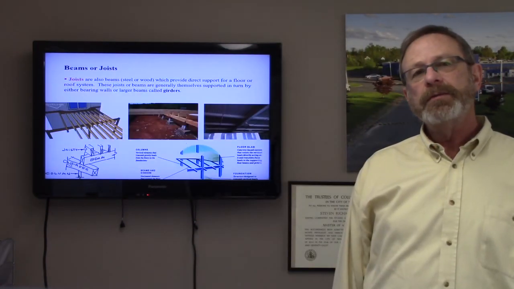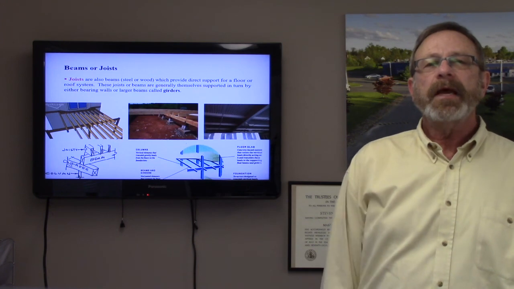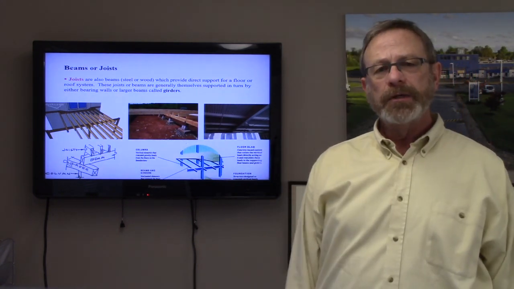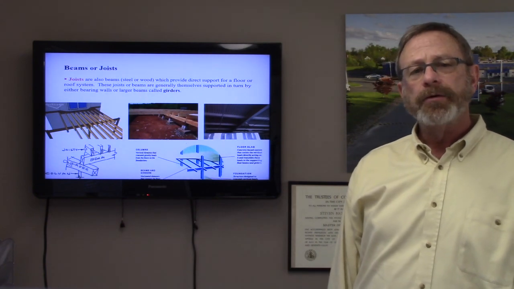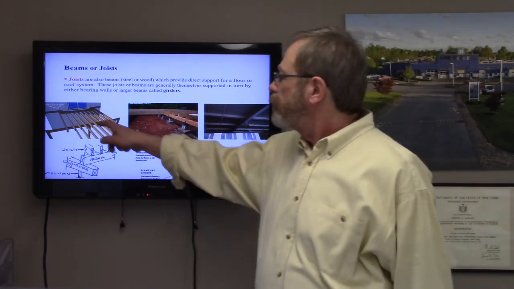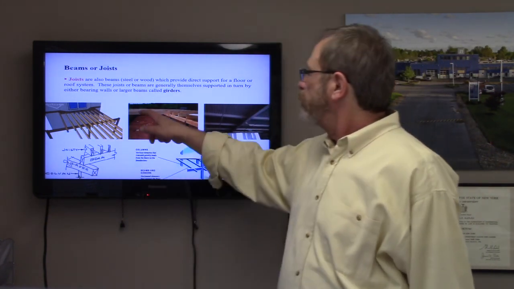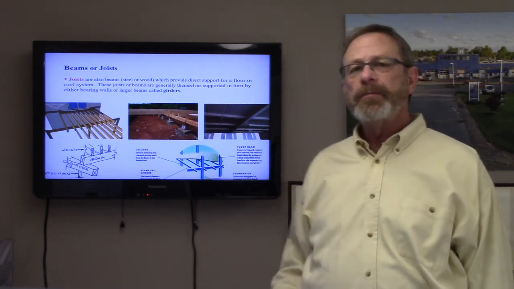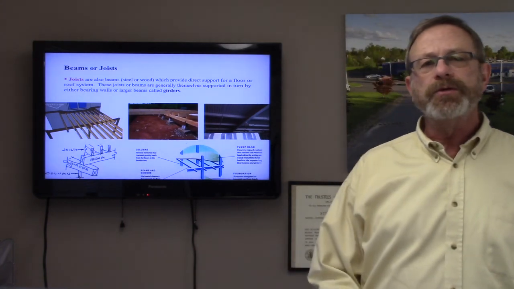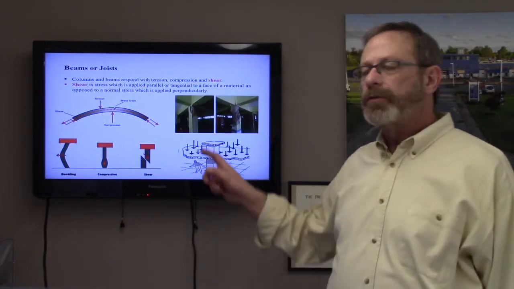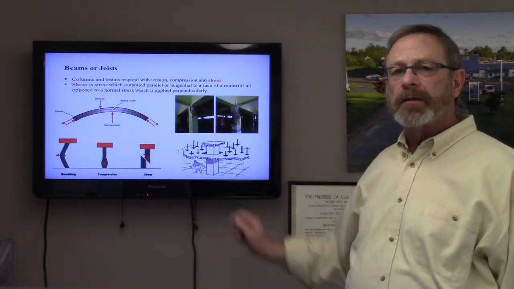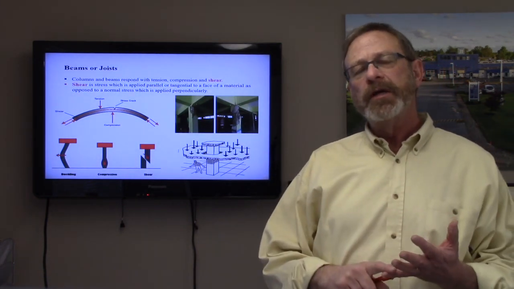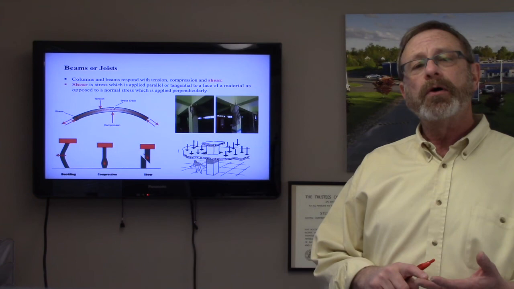So as I said, beams and joists are sometimes casually used interchangeably, but really beams are generally the heftier or weightier of the two. So here we have a joist and a beam. It's the same nomenclature whether it's wood or steel or concrete. So the beams are sitting on columns. And columns and beams respond with tension, compression, and also a third reaction called shear.